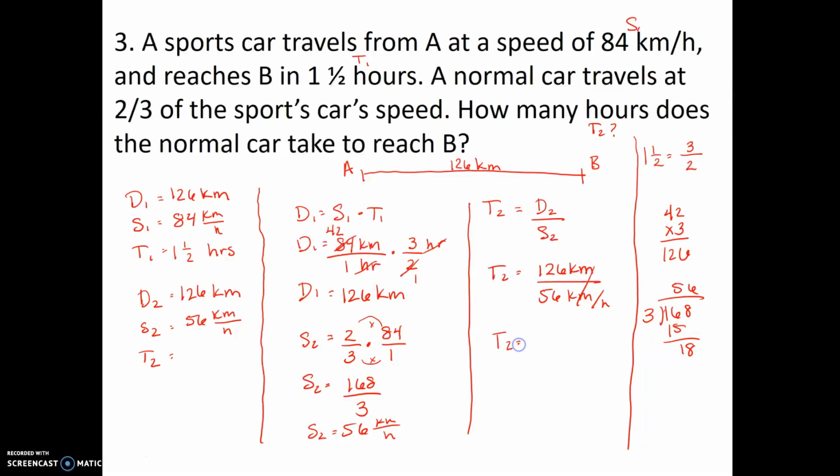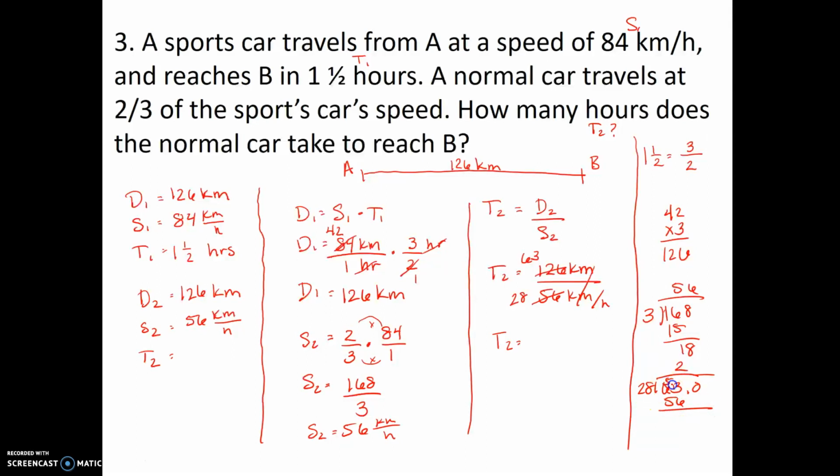And for my time 2, we could probably cross-cancel this and divide both by 2 if we wanted to. 126 divided by 2 is going to be 63, and 56 divided by 2 is going to be 28. And now I'm going to have to do some math. We'll do that over here. We're going to divide 63 by 28, and we're definitely going to need a decimal place there. 2 times 28 is 56.